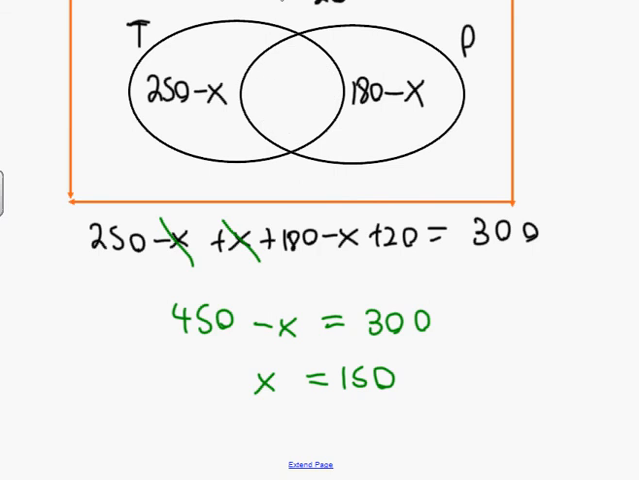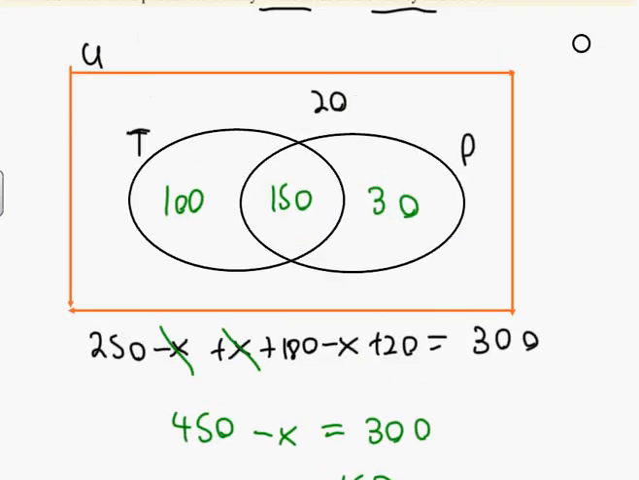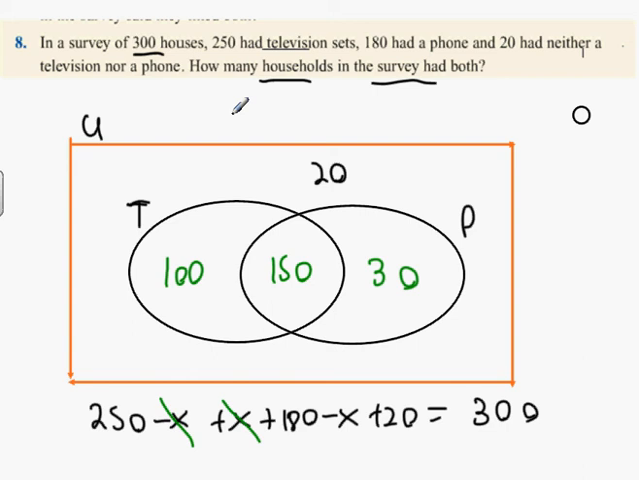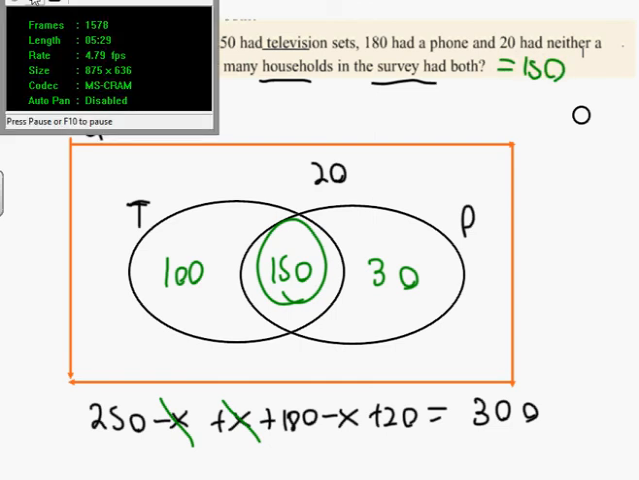This one turns into 150. What's 250 minus 150? 100. What's 180 minus 150? 30. Add them together: 100 plus 150 is 250, plus 30 is 280, plus 20 is 300. Do we have 300 houses? Yes, we have. How many households in the survey had both? 150.